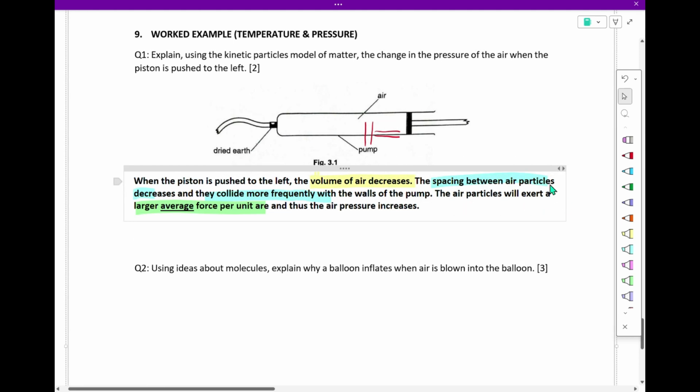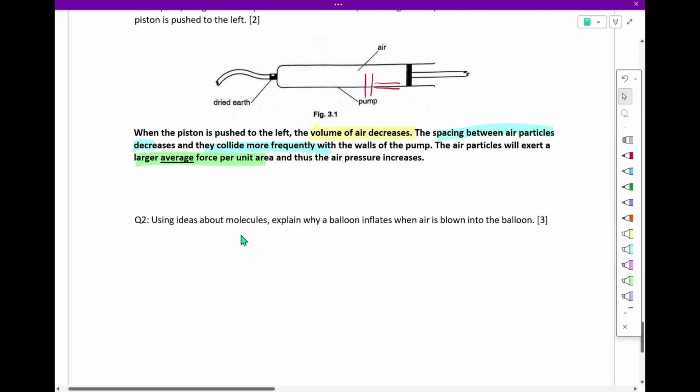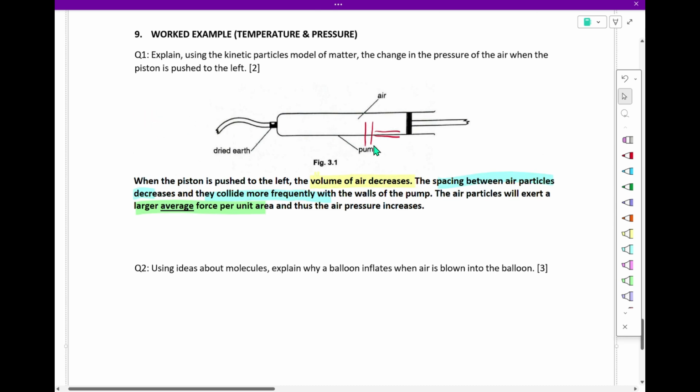Okay, give me a second. Larger force per unit area. Okay, let me just highlight it. Okay, the highlighter was interfering with my text.